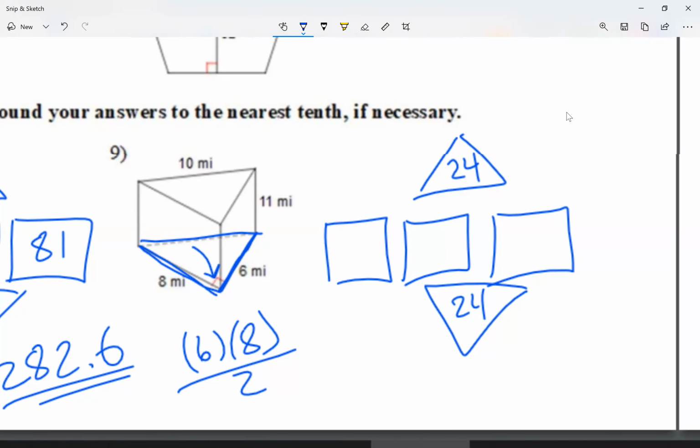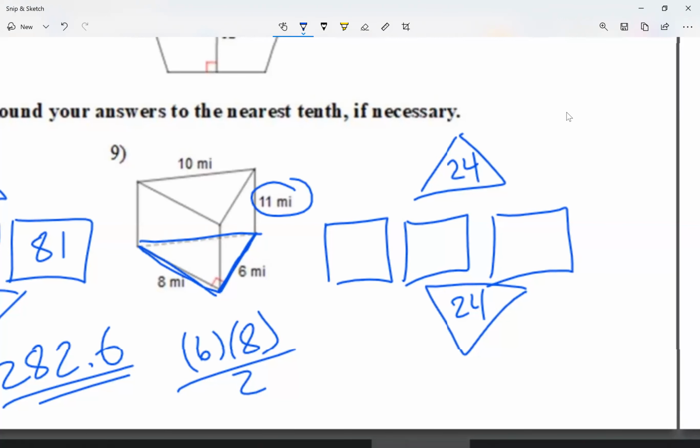Let me find out the height, the number that has nothing to do with my triangles. In this case, it's 11. Okay, so the height of the prism is 11. I'm going to multiply 11 times each of the sides of my triangle. All right, so let me see what are the sides of my triangle. I know one of my sides is 8, the other one is 6, and the third one is 10. So I'm going to go 11 times each of those sides.